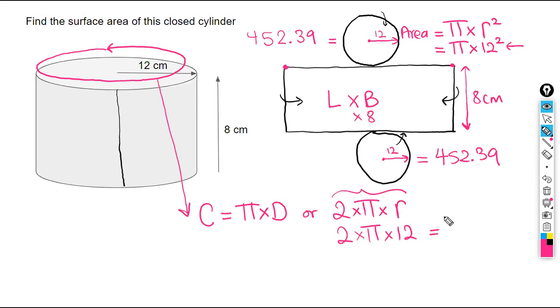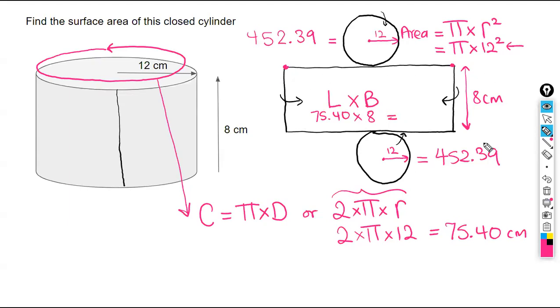Round it off to 2 decimal places, but we'll get something nice if you round it off to 2. Tell me if you're getting this, 75.40. Because it's 75.398, if you round it off, we're going to get 0.40. So we know the length of the rectangle now, 75.40. So can't we find the area of the rectangle now?